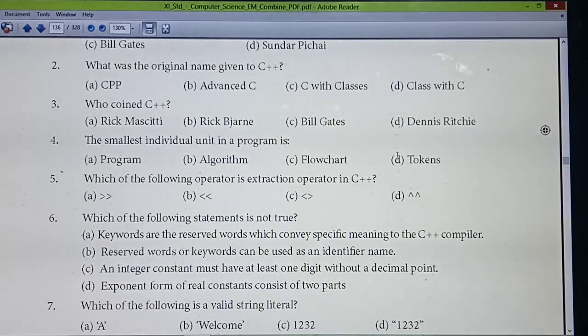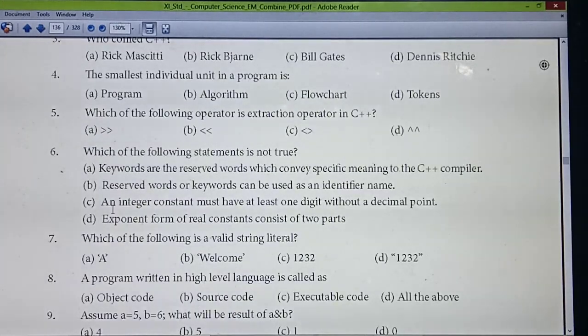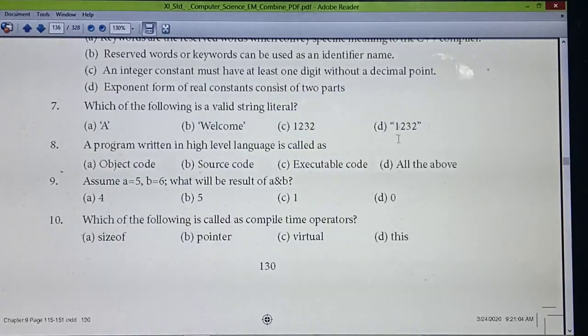Then fifth question answer is option A, two greater than symbol. Then sixth question answer is option B, reserved words or keywords can be used as an identifier name. Then seventh question answer is option D, inside the double quotes 1232.